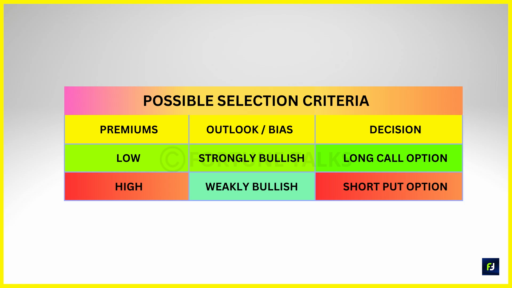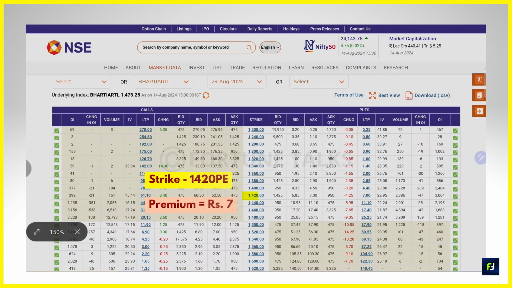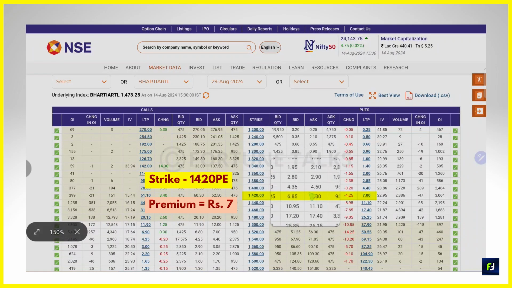In this case, let us assume you are not expecting a breakout and rally above the resistance level. Therefore, you are less bullish about the stock's short-term performance. Now, looking at the option chain of Bharti Airtel for the current month expiry, you decide to select the 1420 put option as your strike price, assuming this level would hold.